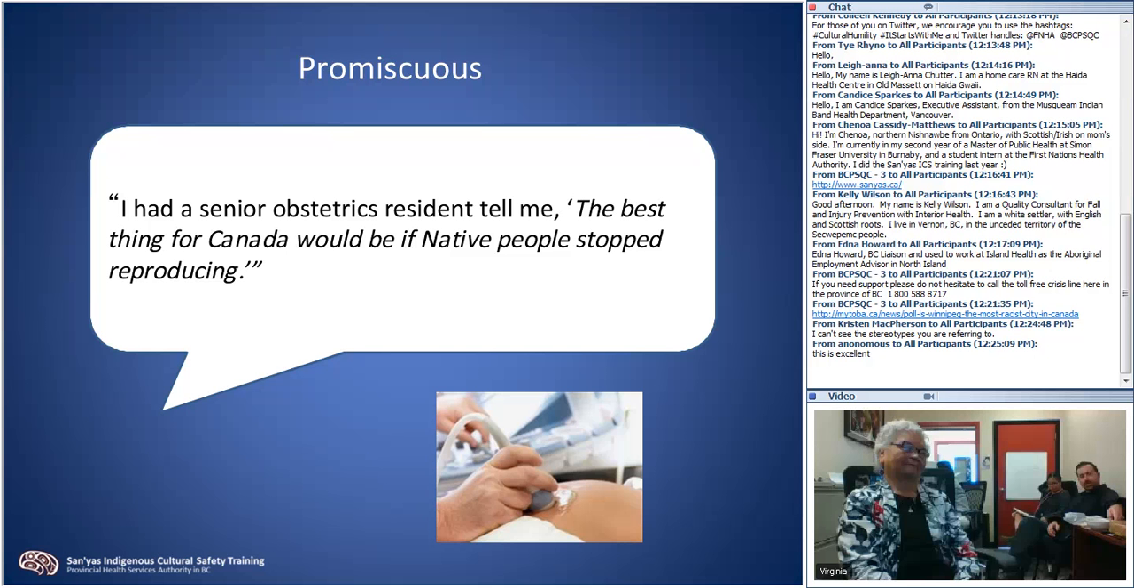When we read this example, we can imagine how this would impact the care of an Indigenous person. What effect do you think this attitude might have on how this resident treats Indigenous people? I invite everyone to think about how this attitude might shape the resident's behavior and how this in turn might affect the Indigenous person's care and their health.